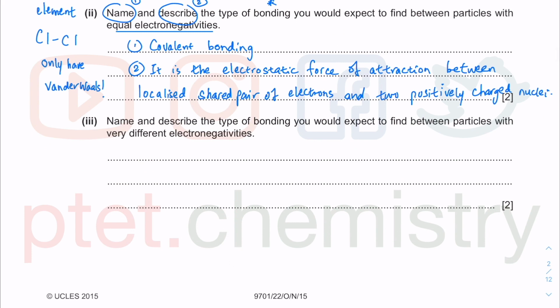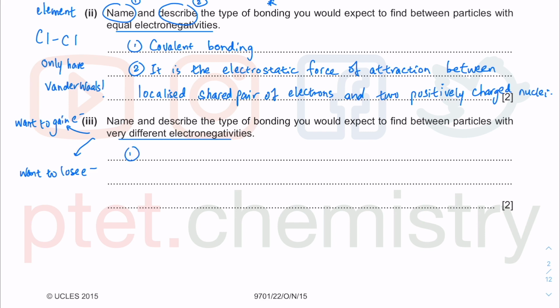Now how about when you have very different electronegativity? So we have something that wants to gain electrons, they pull electrons very close to one side, and then the other one wants to lose electrons. Now you can see a pattern here which resembles what you had learned from your O-level or GCSE or IGCSE chemistry.